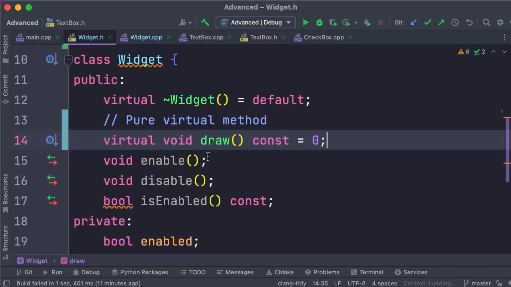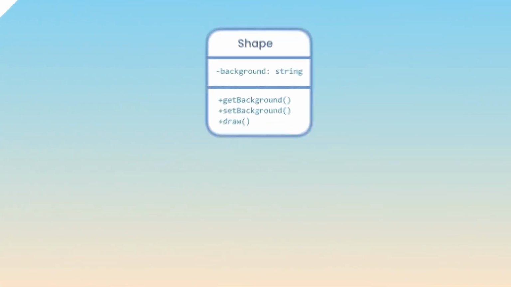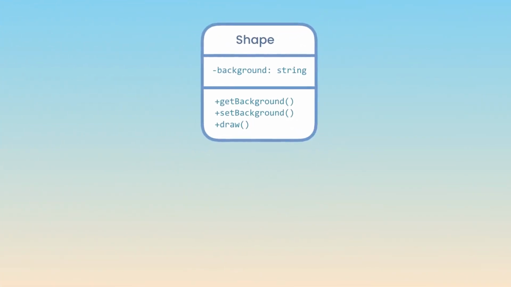So to recap, if we have a method that we cannot define in a meaningful way, we should declare it as a pure virtual method with no implementation. Now, the shape class you defined earlier is a great candidate for being abstract. So make this class abstract by declaring the draw method as a pure virtual method.